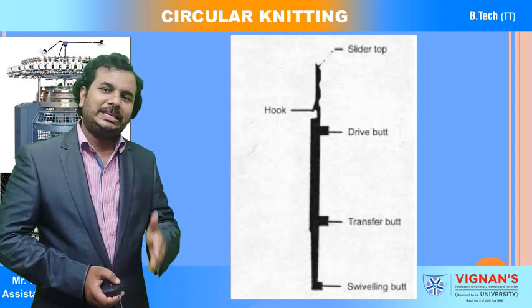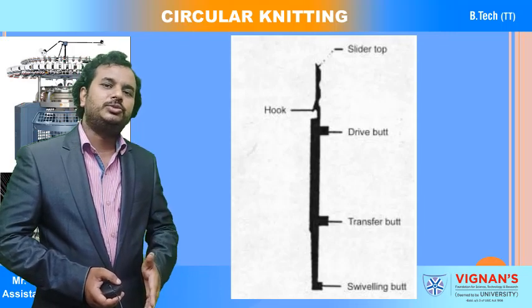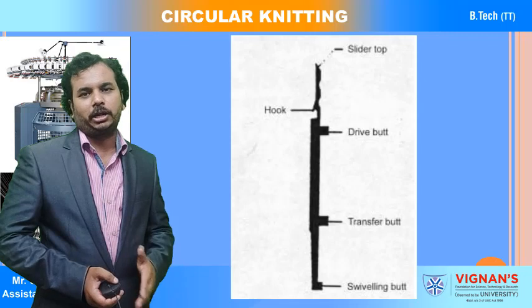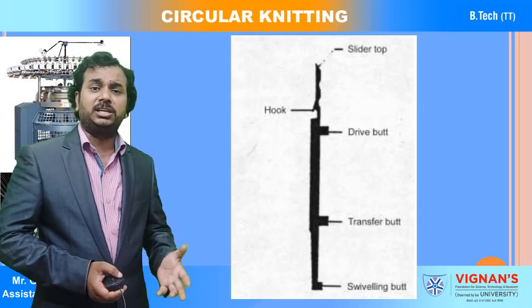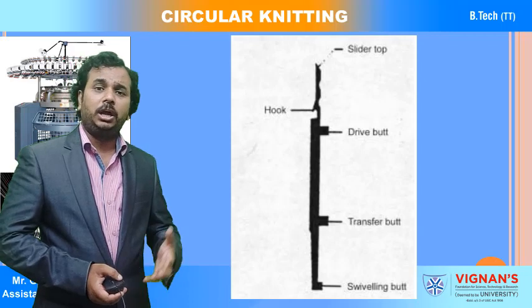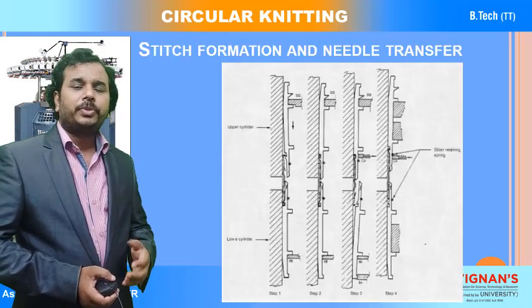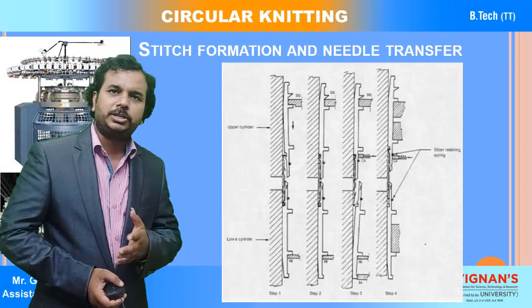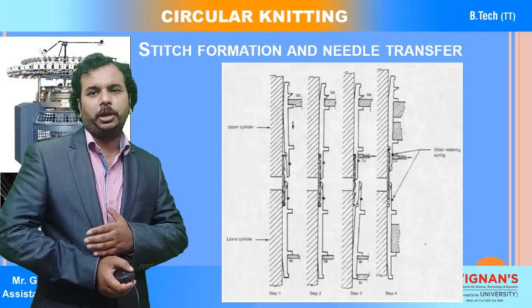So we are using double latch needles to produce the pearl kind of structure. Even if you want single jersey, you can manufacture single jersey fabrics by using the double latch needles. So this is how the stitch formation is going to occur, and needle transfer is going to occur.